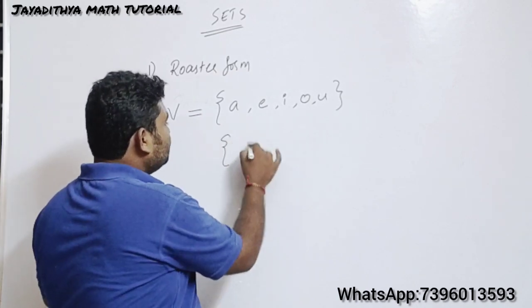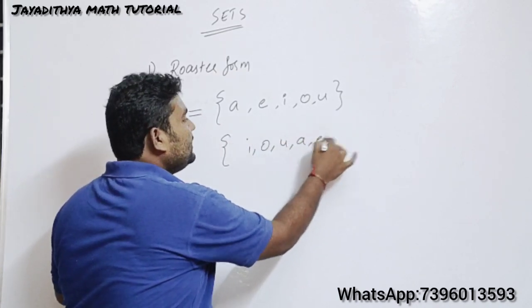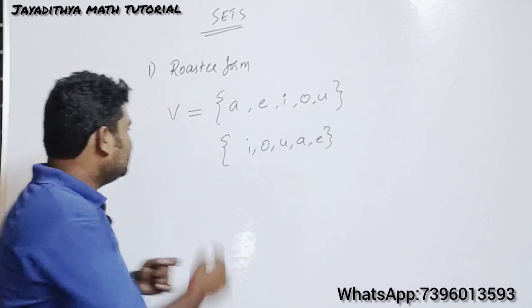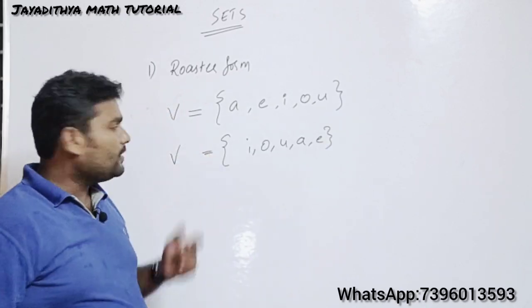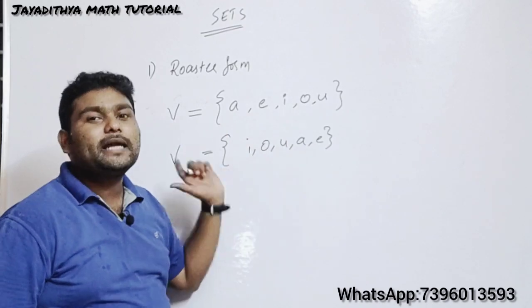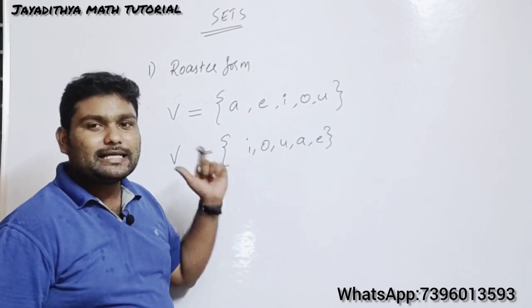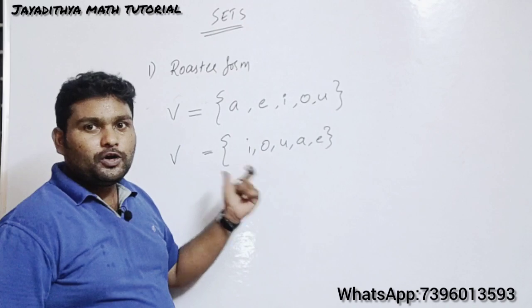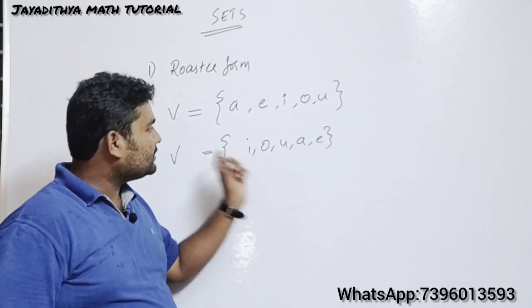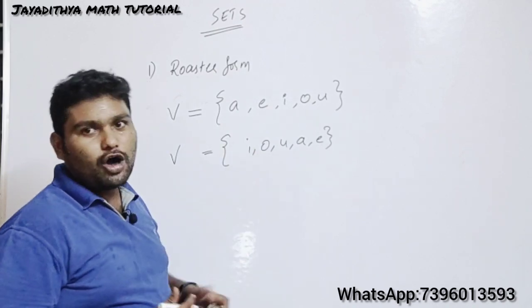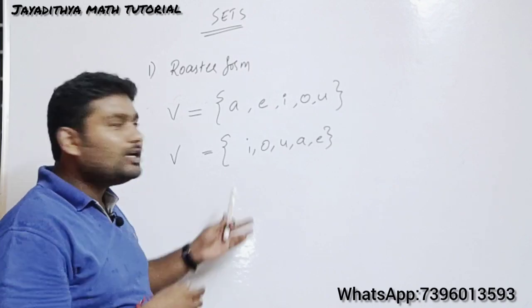You can write it in this way also: I, O, U, A, E. So this is also the same set V. Why? Because here the elements are the same but the order is different. So you need not consider any order here. Elements in the set can be arranged in any order. So we will generally say that order is immaterial.